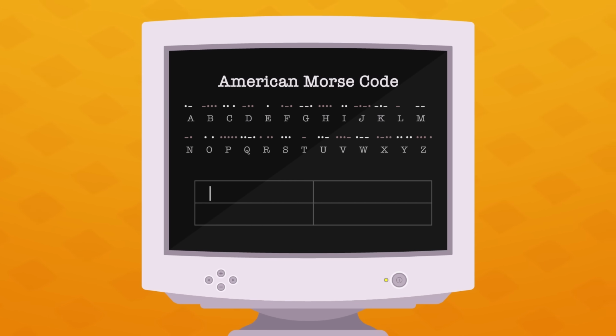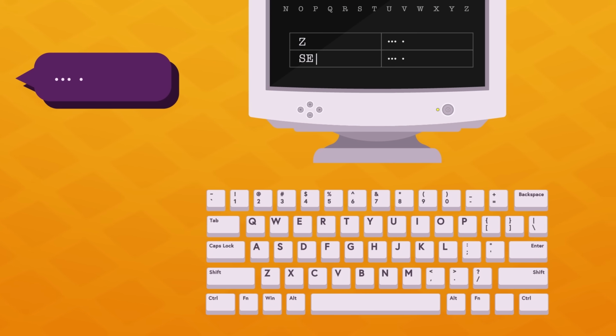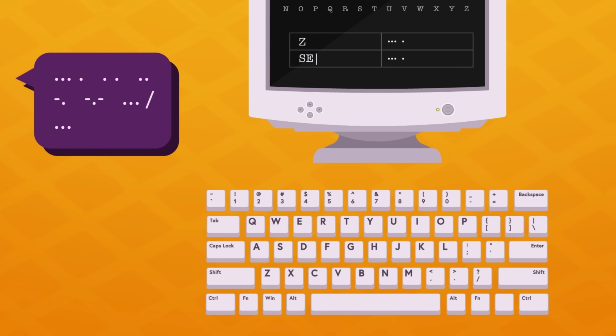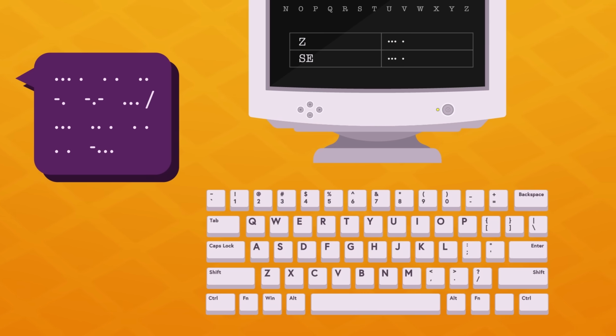In American Morse, which is slightly different from modern Morse code, there are a lot of letters, or a combination of letters, that can be hard to distinguish from one another. Z, for example, could easily be confused for SE, so when operators received a Z, they would often wait to type it until they received a few more letters. That way, they could know for sure if it was a Z or an SE.